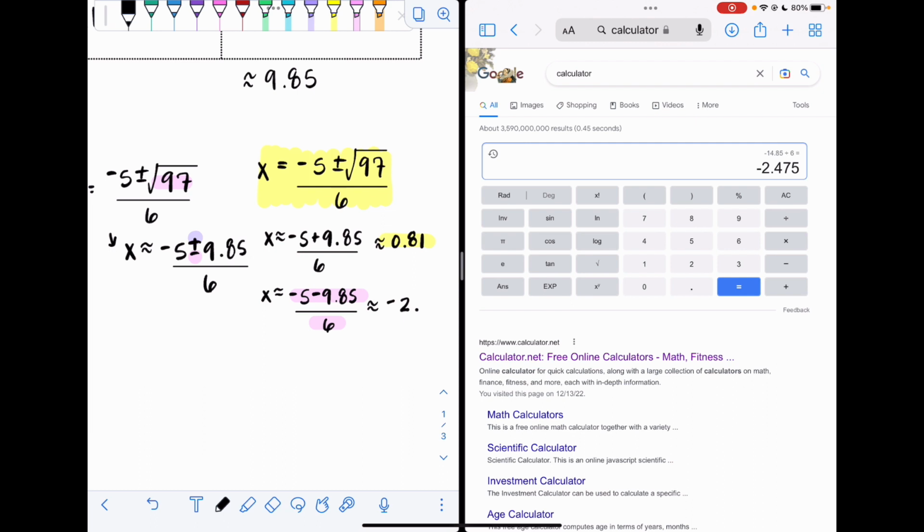The 5 that's in the third spot would round the 7 up to an 8. So any number 5 or above would round the previous number up 1. So about -2.48.